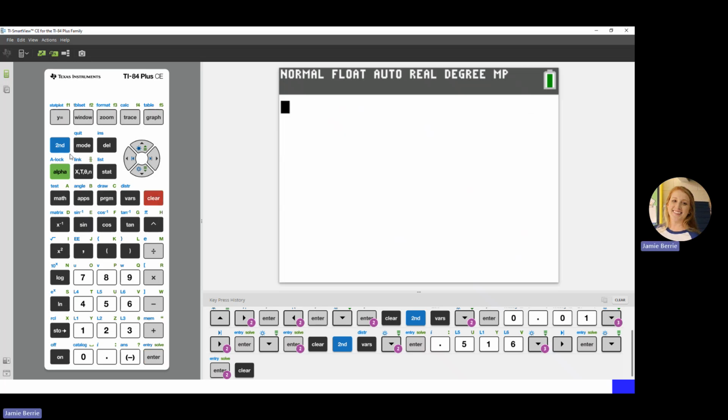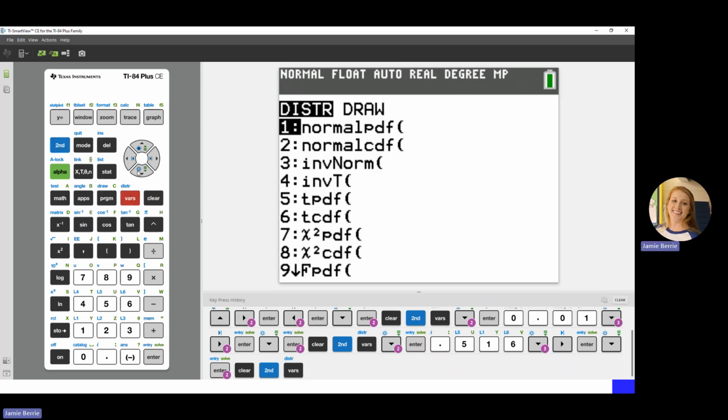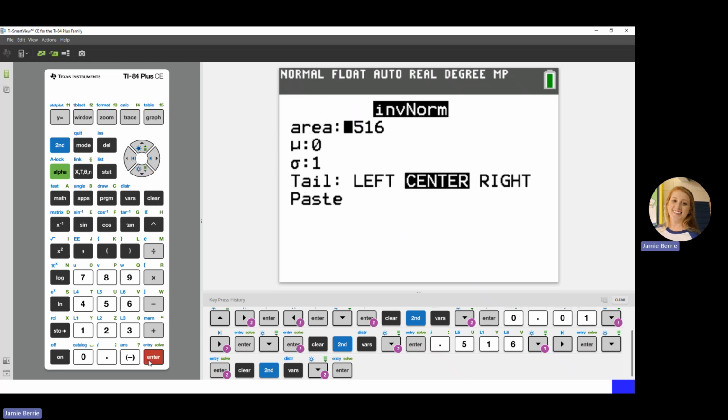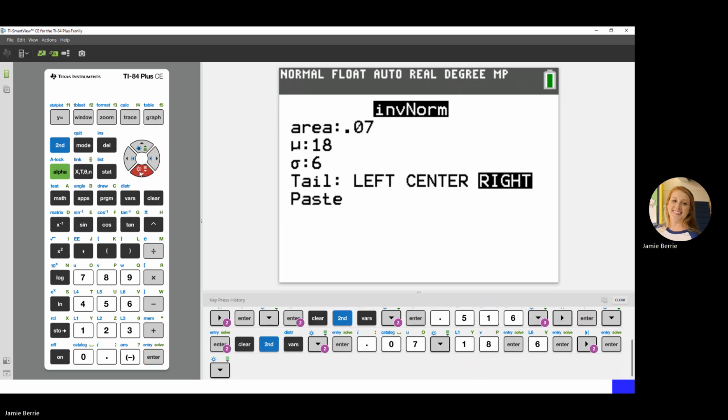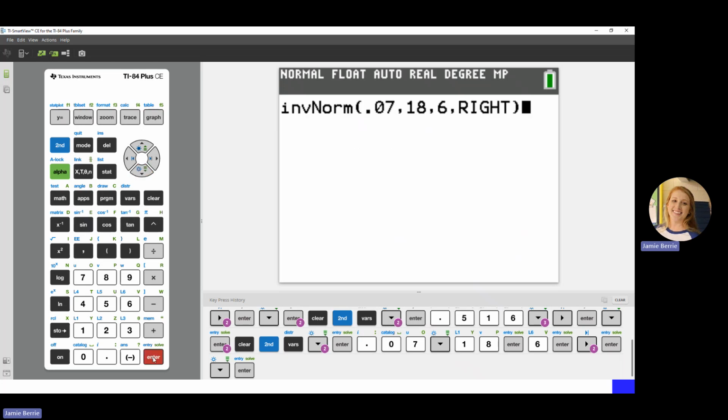Clear this out. Second vars. Go down to inverse norm. All right, 0.07. Mean was 18. Standard deviation was 6. And we're shading in the right tail. When you're ready, go down to paste and hit enter. And then run that. And there's our score. We're supposed to round this to the nearest whole number, so this would be approximately 27.